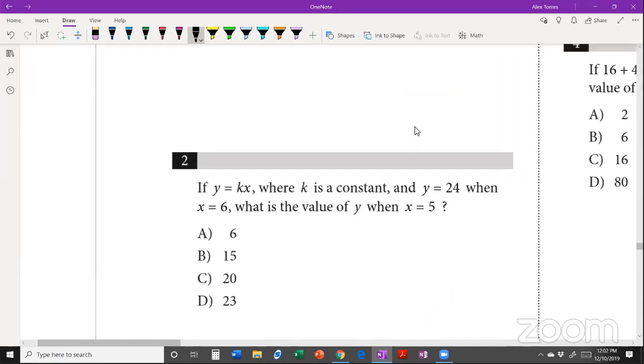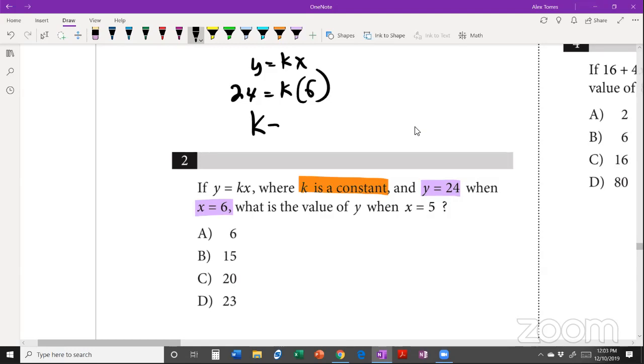Y equals kx, k is a constant. Well, if y is 24 when x is 6, the idea that k is a constant means that once we find it, it won't change. So y equals kx, but in that, y is 24 when x is 6, and we can do that setup there to solve for k, divide both sides by 6, and k equals 4. So k is a constant, it's not going to change, so we can rewrite it as y equals 4x.